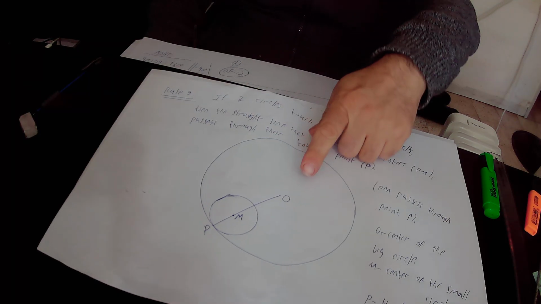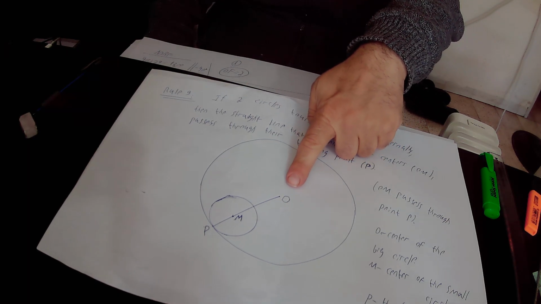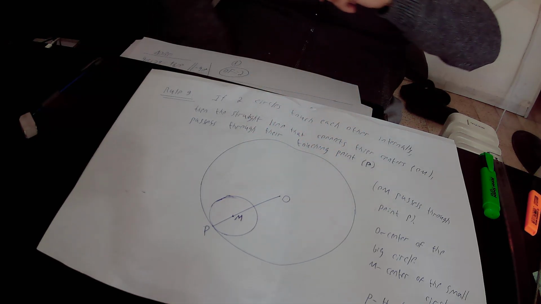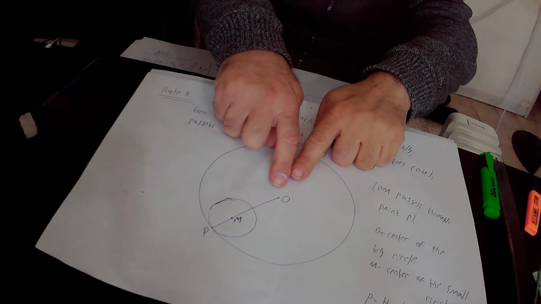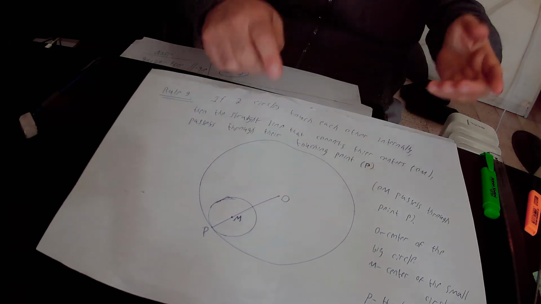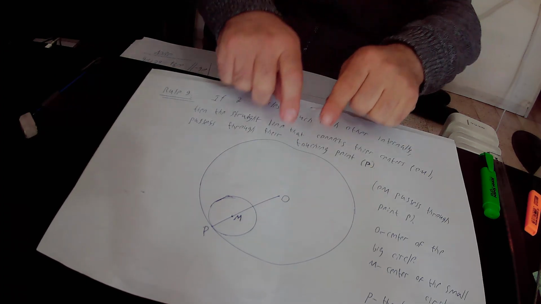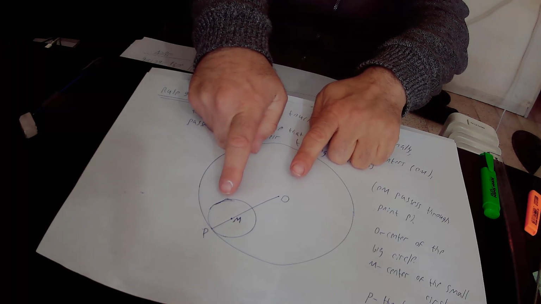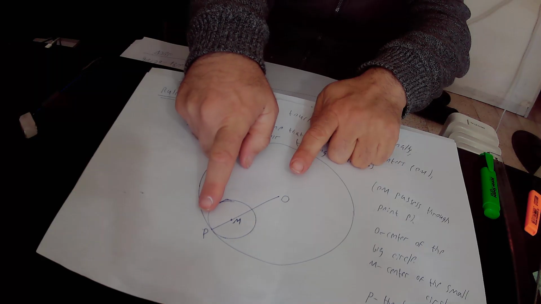The center of the big circle is here at point O, and the center of this small circle is here at point M. And the straight line that connects their centers together is the straight line OM. And according to this rule 9, the straight line OM that connects their centers together must pass through their touching point, that is actually point P.